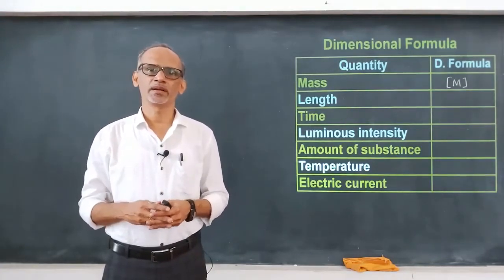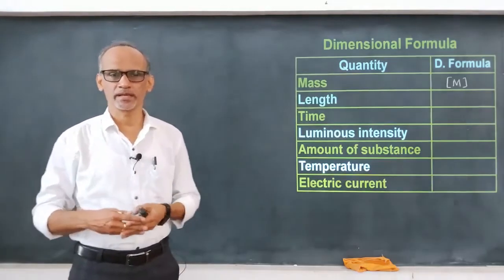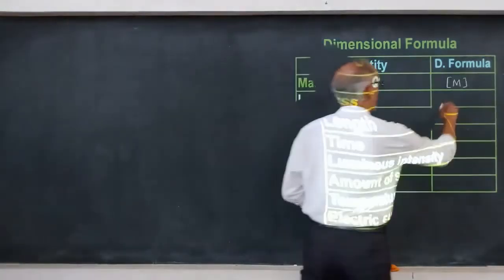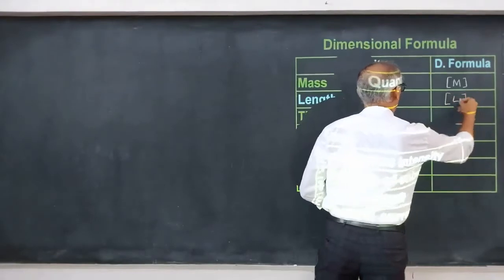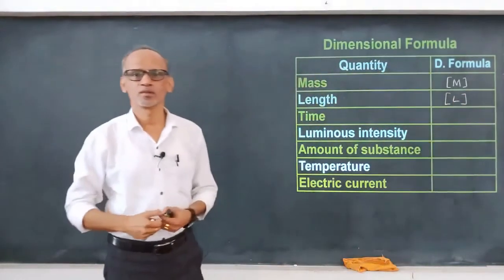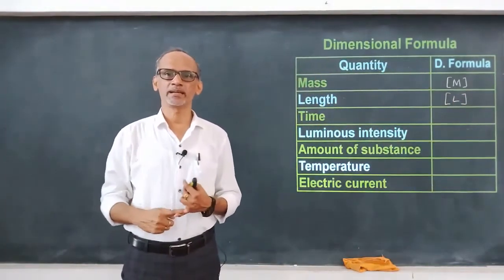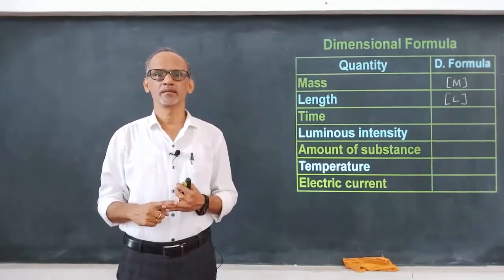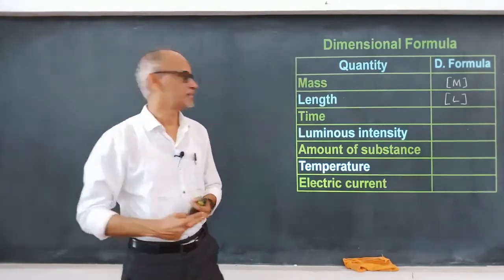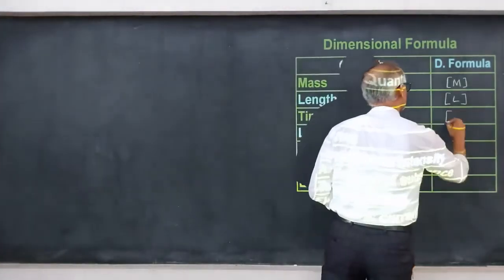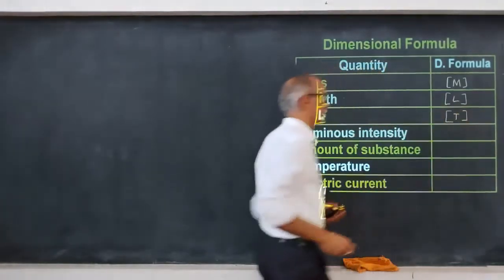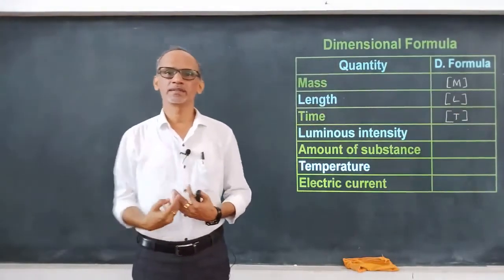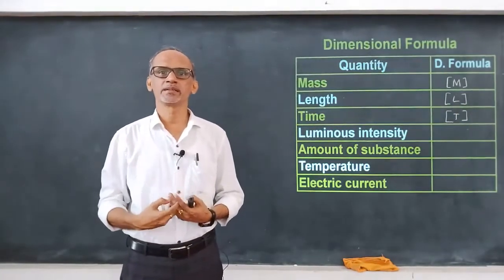Now, what do you think for length? The first letter of that is L. So, this is L, the dimensional formula. So, the moment I write M, I can very easily understand that it's mass. The moment I write L, it's the length. Okay, what next? Time. So, definitely it's a T.